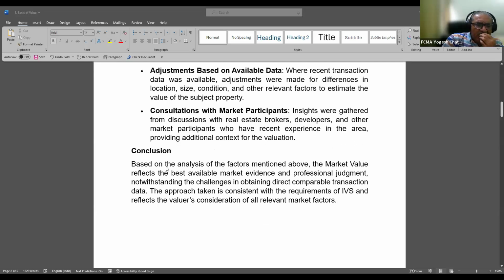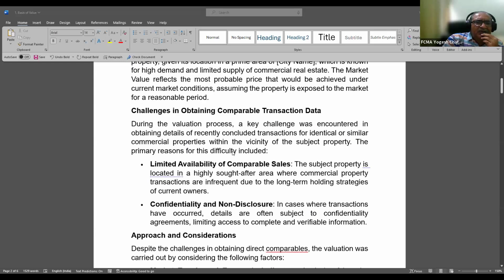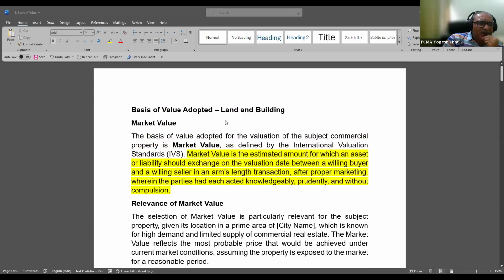And conclusion. Based on the analysis of the factors mentioned above, the market value reflects the best available market evidence and professional judgment, notwithstanding the challenges in obtaining direct comparable transaction data, and the approach taken is consistent with the requirements of IVS and reflects the valuer's consideration of all relevant market factors. So I have just suggested the text that we need to incorporate related to the basis of value adopted, land and building. That is relevant for market value only.